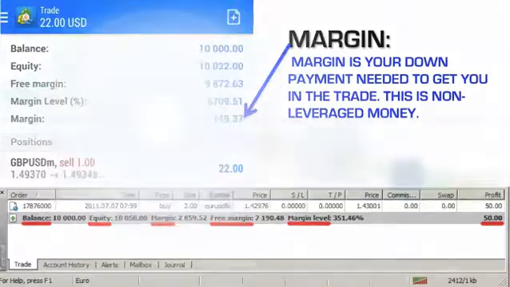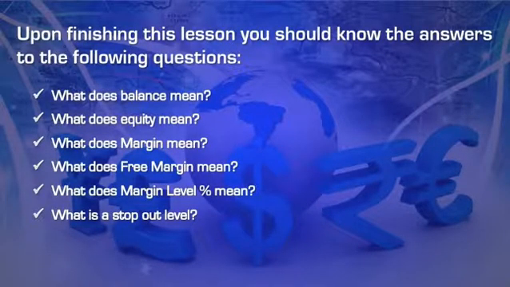Margin is just your down payments. By now, you should have a good understanding of the following questions.